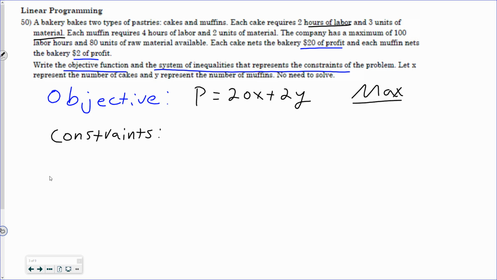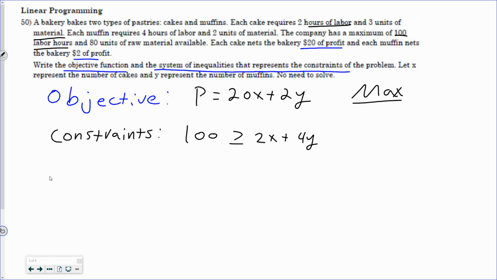Each one gets a constraint. For labor, I only have 100 hours of labor to use. So that's why 100 needs to be less than or equal to 2x plus 4y. Right, I only have 100 hours, so the amount of hours I put into my cakes, which is 2x, and my muffins, which is 4y, has to be, 100 needs to be greater than, other way. 100 has to be greater than or equal to 2x plus 4y. You cannot put more hours than you physically can do into your job.